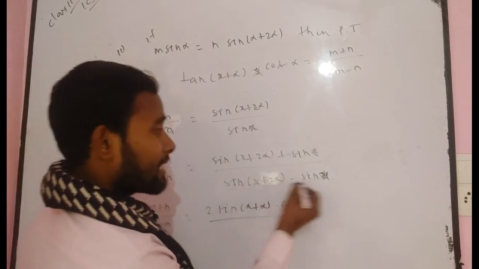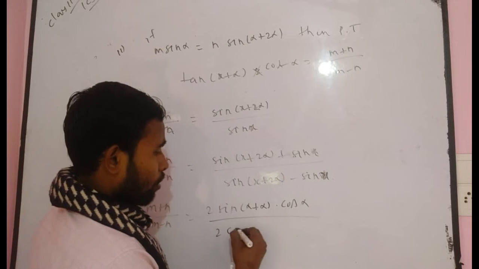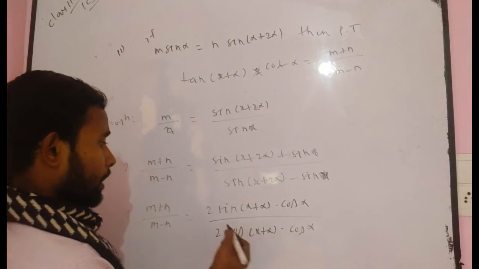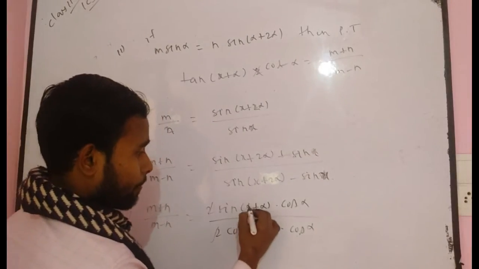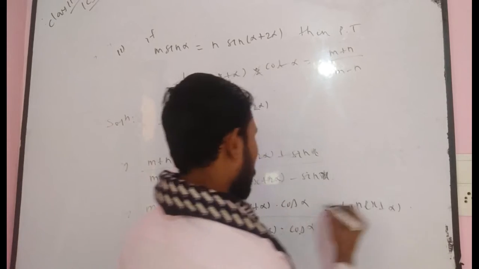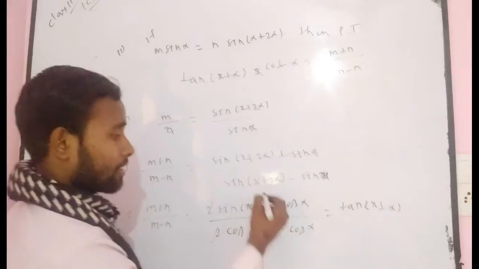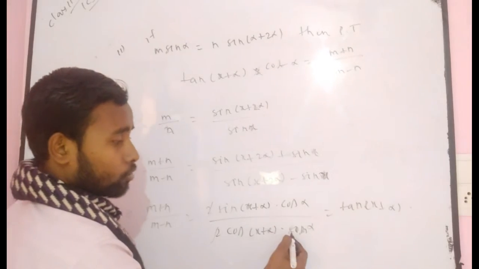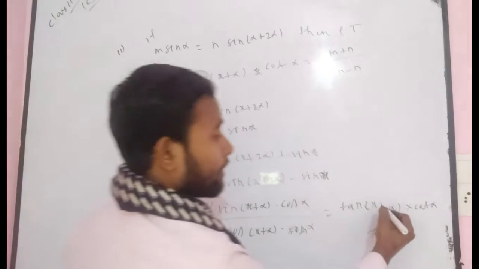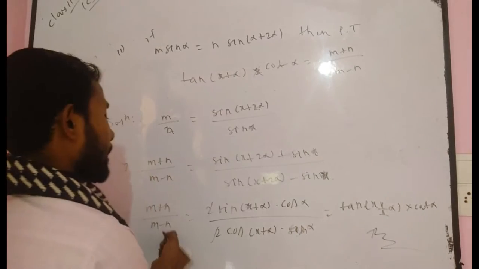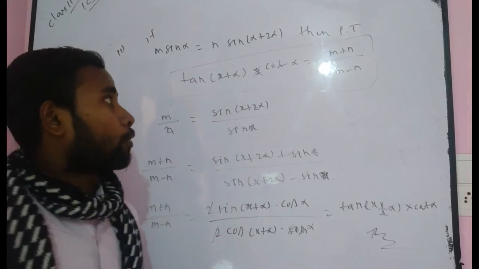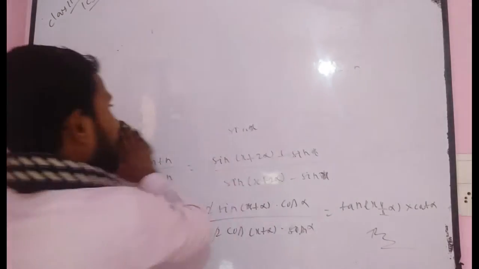Divided by sin c minus sin d, which is equal to what? 2 cos (c plus d) by 2, that means cos(x plus alpha), and similarly here you get sin alpha. Now in this expression 2 and 2 cancel, so sin(x plus alpha) by cos(x plus alpha) is tan(x plus alpha), into cos alpha by sin alpha, you have cot alpha, which is your answer. That is tan(x plus alpha) into cot alpha, called m plus n by m minus n, which is your required proven mathematical statement. Now we take the next example.